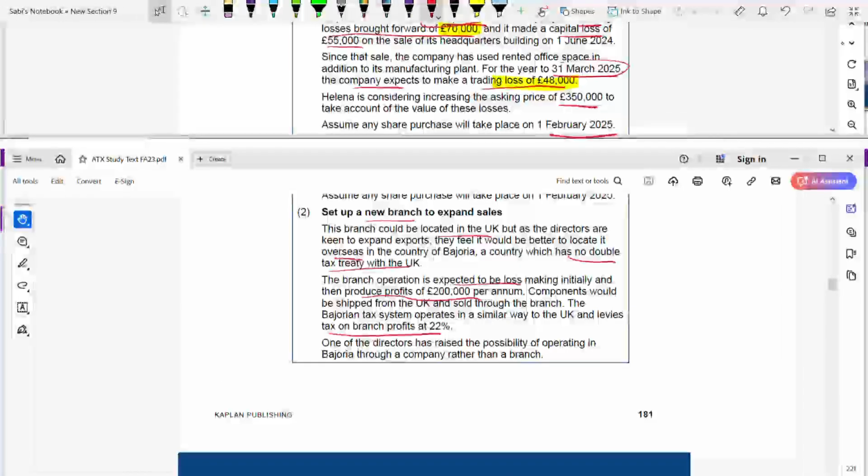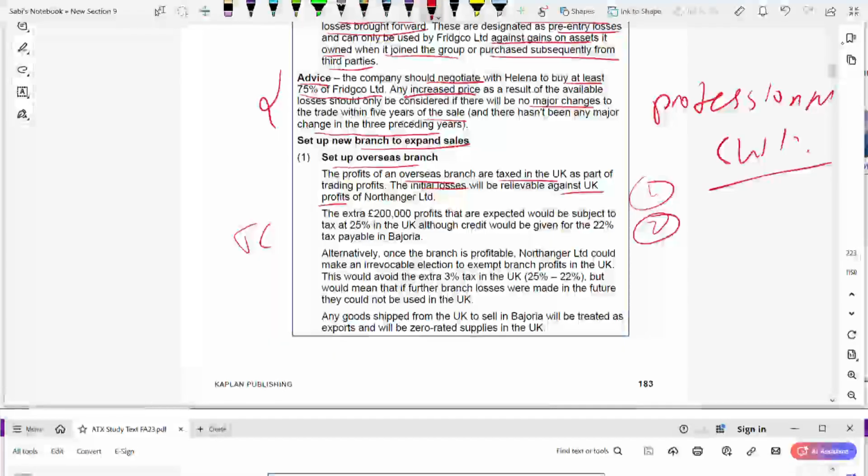Okay, let's go back. See, they are paying 200,000. First they are making a loss, then 200,000, and at 22%. So this extra 200,000 profit in UK, they are subjected to 25%, although credit would be given for the 22% tax payable in that company. Whatever you have paid in that country, 22% tax credit will be given in UK.